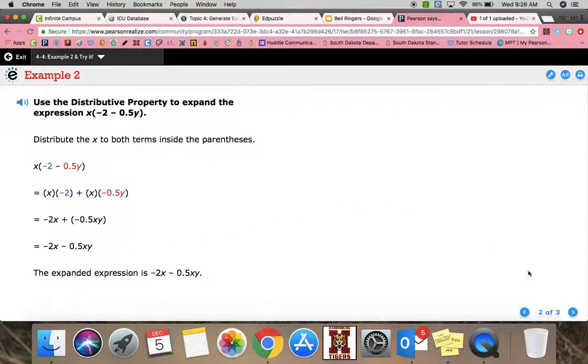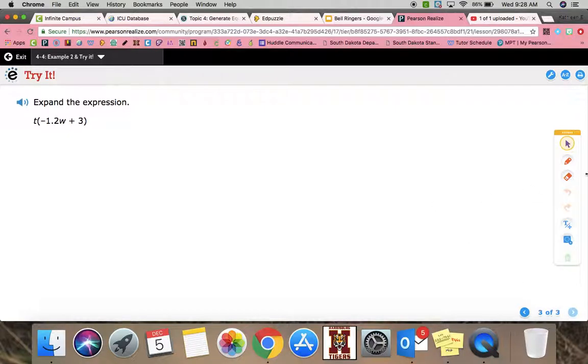So that is going to be our final answer for that one. Now expand the expression here. If we take t times negative 1.2w, we're going to get negative 1.2tw. If we take t times 3, we're going to get plus 3t. So that is the expanded form of that one. When we're multiplying letters, they just go side by side instead.